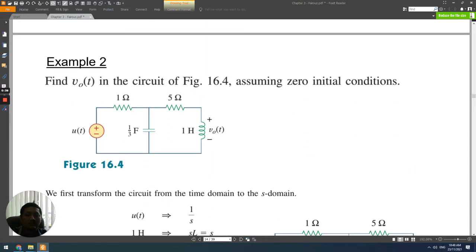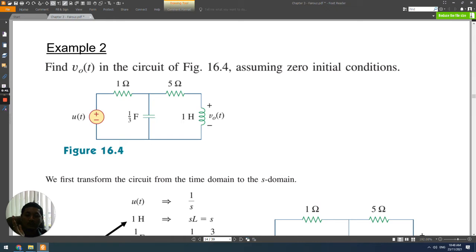So before that, first we assume that the initial condition of the circuit is 0. Probably later on, in a different video, we will look at how to solve the circuit if it has an initial condition. However, in this video we will assume that the initial condition is 0. So we want to find V out, which is the voltage across the 1 Henry inductor.